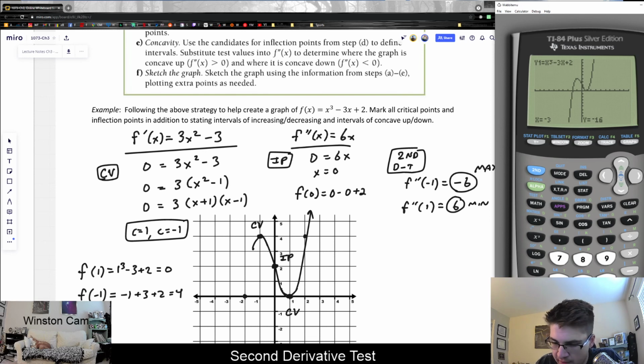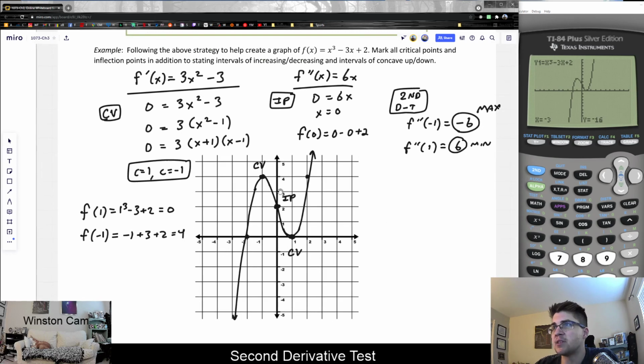And obviously you could find the intercepts. Those will also help you figure out behavior of your curve. But basically we have a general sketch of our curve, and labeling the critical values and inflection points is an important component of graphing functions, especially at the calculus level.